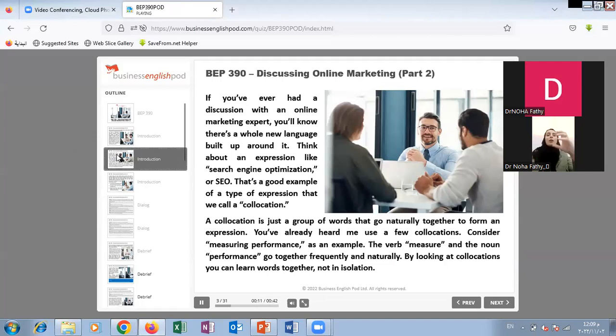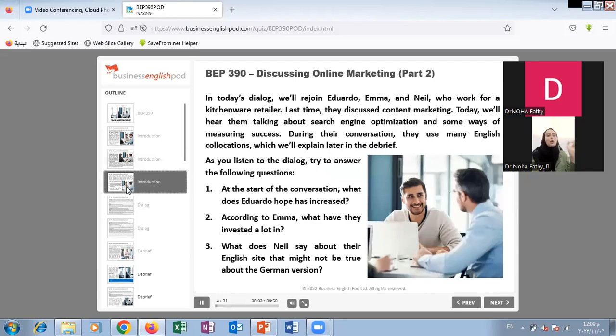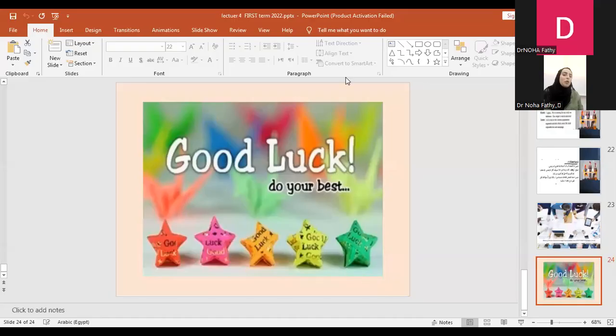Then they discuss how to make the online marketing and how to be an expert in this field. And finally, they ask you some questions related to the conversation, which we listened to at the start of the conversation: what they hope, according to someone in the conversation, what they invest, and what does Neil say about the English site. By this, I will finish today's lecture, and I hope you find it well.